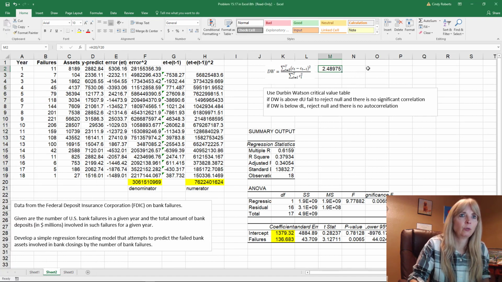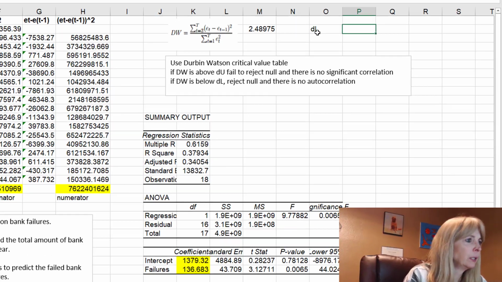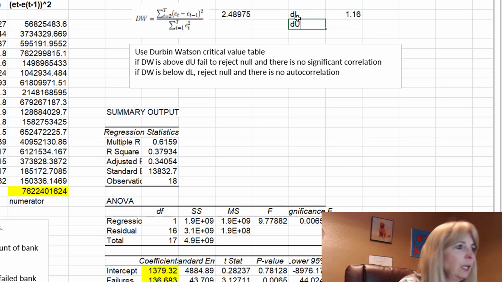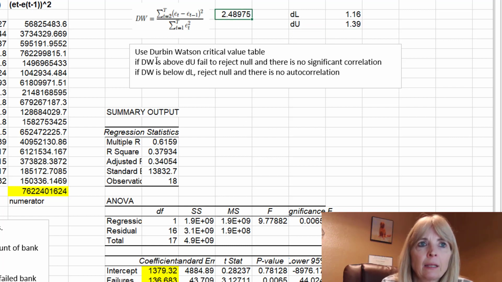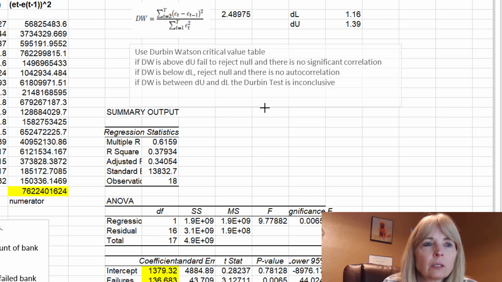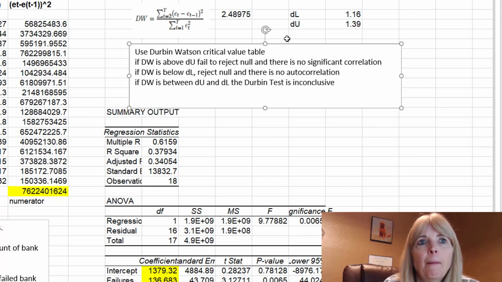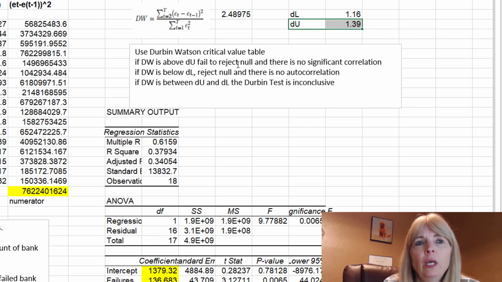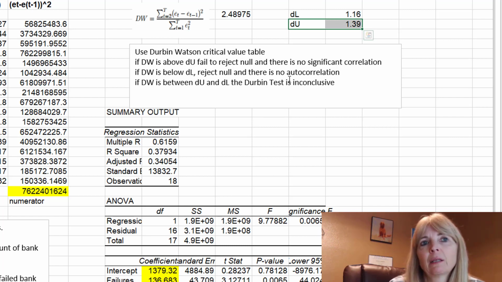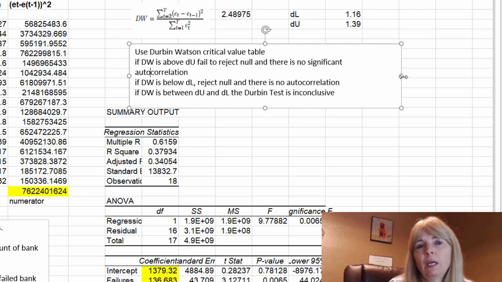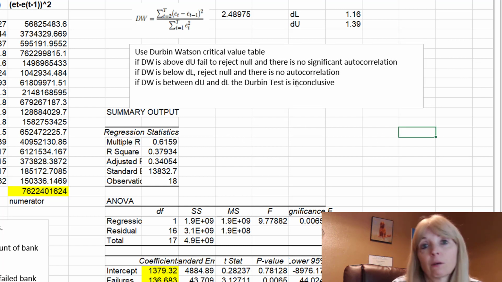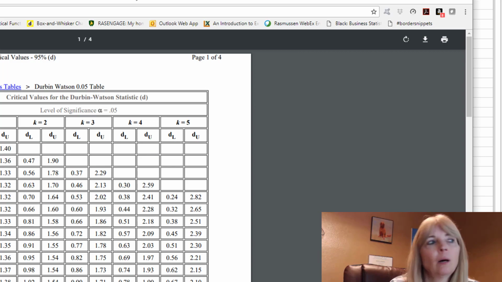So compare this to the lower, which was 1.16, and the upper, which was 1.39. Looking at this, it says if this is above that, and it is, we would not reject the null, and in this case we would say that there is no significant autocorrelation between our errors. All right, and that's autocorrelation. It's a little tedious setting it up, but you have to get this formula and then use this other table to find your critical value.